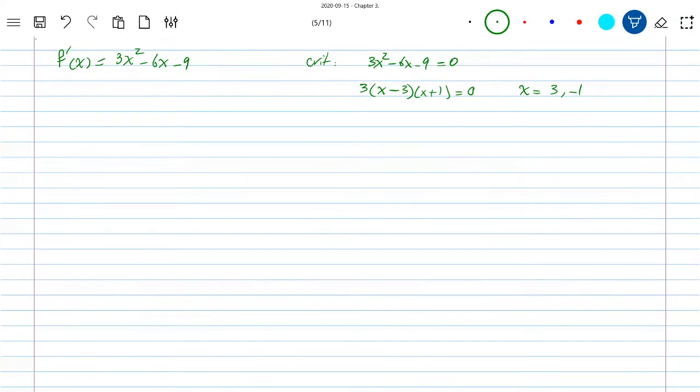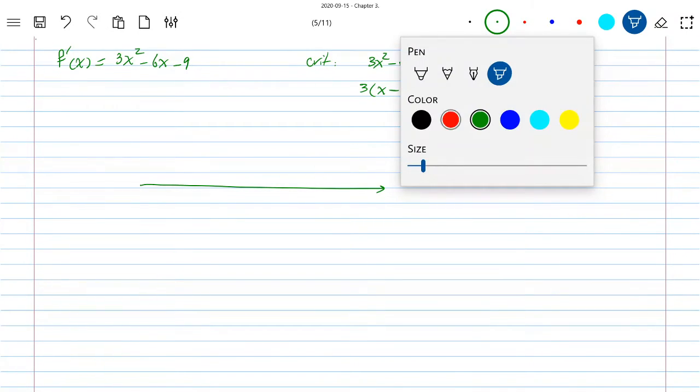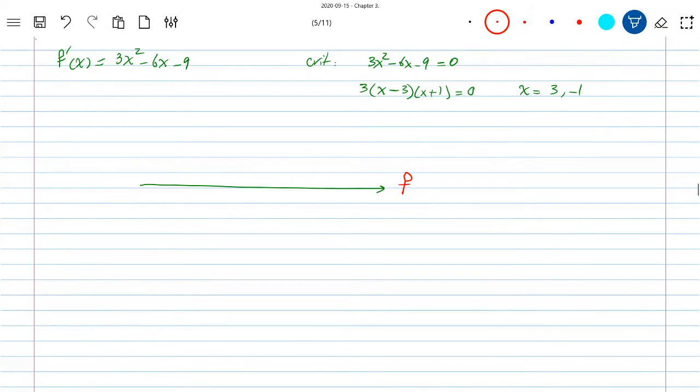I draw a number line. This number line is what we call the sign chart for f prime. This is for f prime. It's very important that you draw this number line.